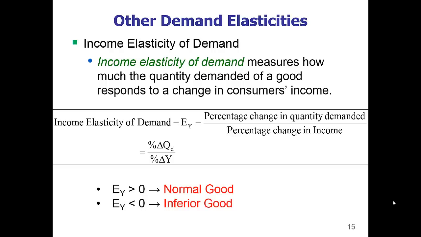If the value of this elasticity is less than 0, it's an inferior good. That would suggest as incomes rise by a given percentage, consumption falls, or vice versa. As income falls by a certain percentage, consumption increases.